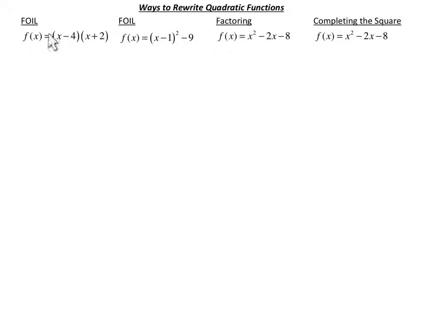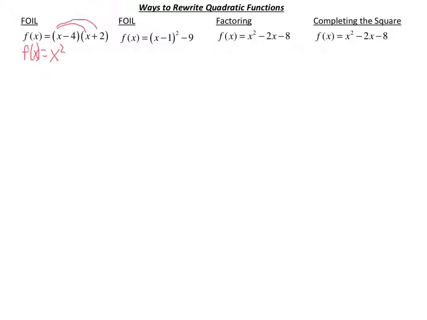I am trying to convert this equation to a different format using FOIL. So, FOIL looks like this. What I'm going to do is take the x and multiply by the x. So I put a little arrow like that. And that would give me, well, first of all, let's write f of x in front. But x times x is x squared.